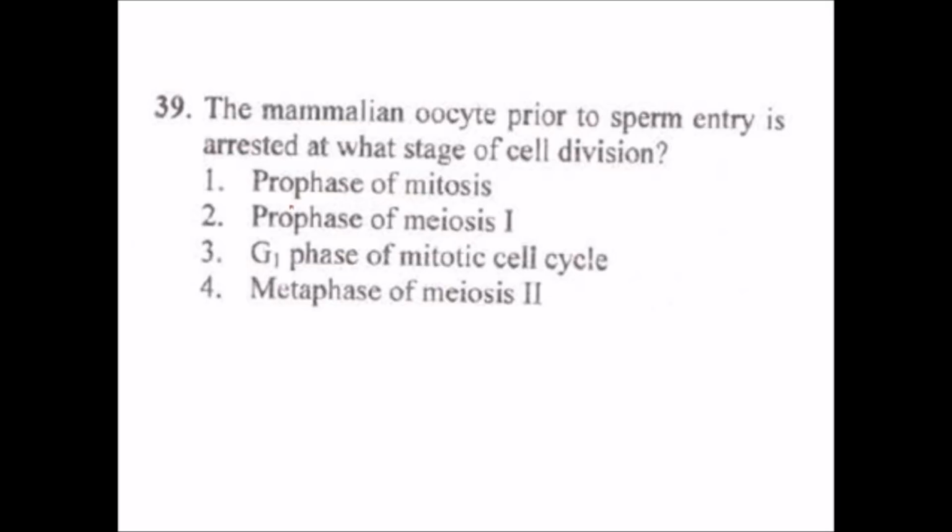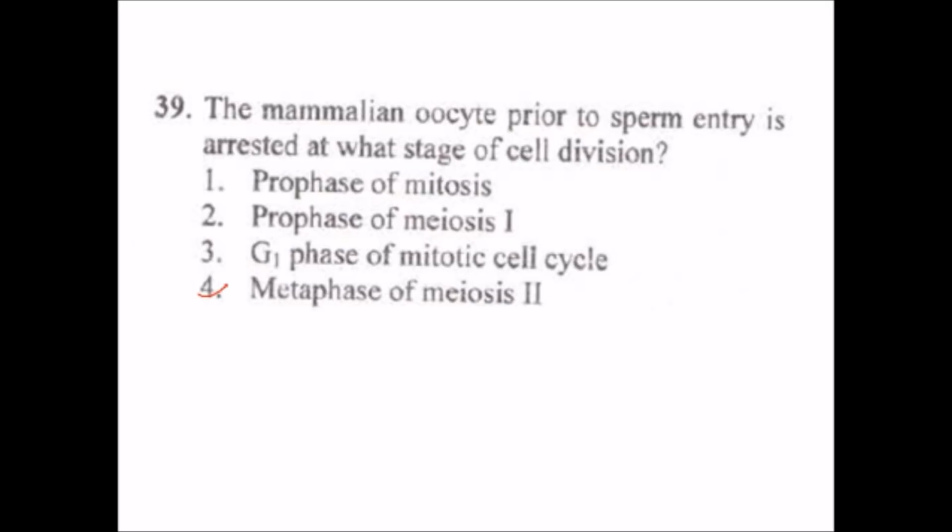Next is, the mammalian oocyte prior to sperm entry is arrested at what stage of the cell cycle? It's basically metaphase of meiosis 2. It also doesn't need any explanation. It's just a theoretical portion. Sorry. In this video, I am basically focusing on the very few questions which really need explanation, because my main target is the part C questions.